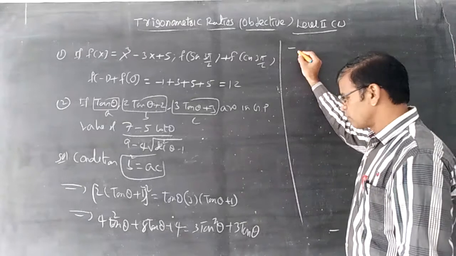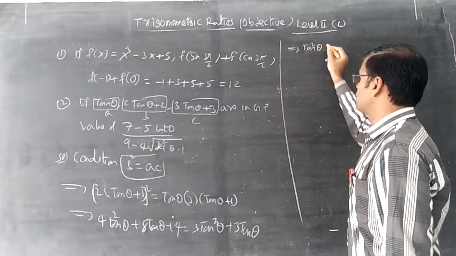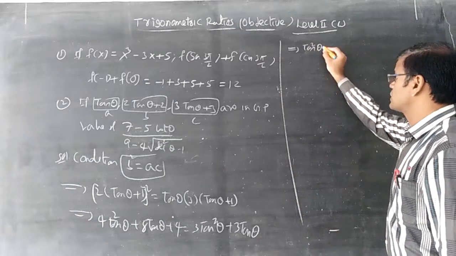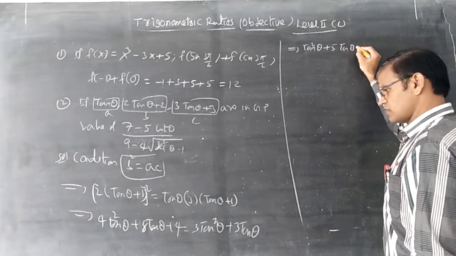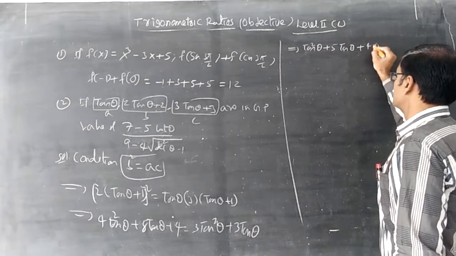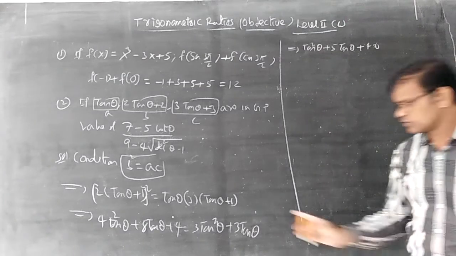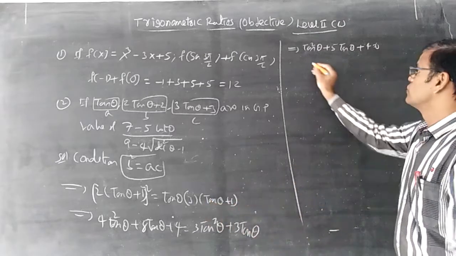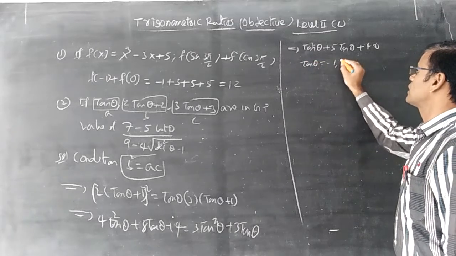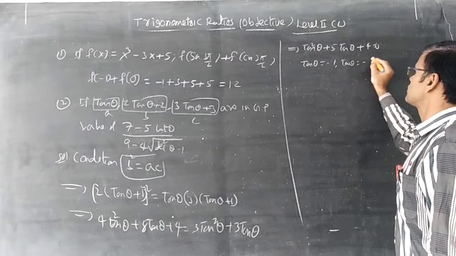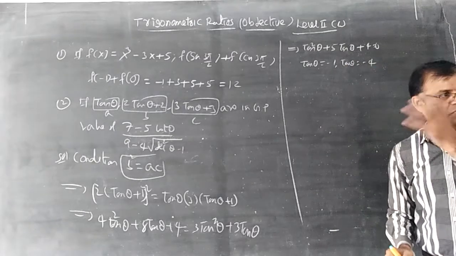Now what is happening? 4 tan square theta minus 3 tan square theta can be written as tan square theta. Plus 5 tan theta plus 4 equal to 0. So by splitting the middle term or factorization, you get tan theta is equal to minus 1, tan theta is equal to minus 4.